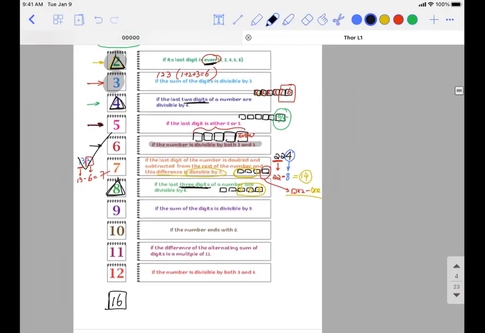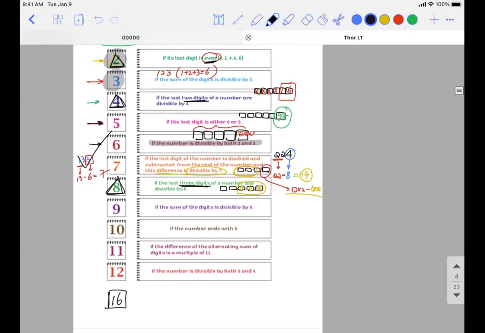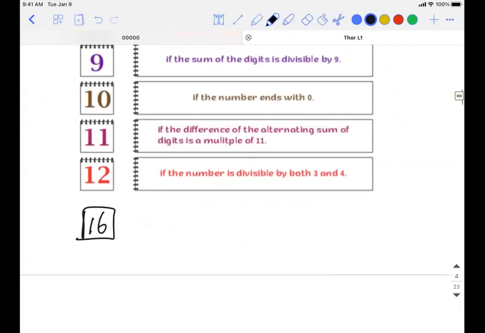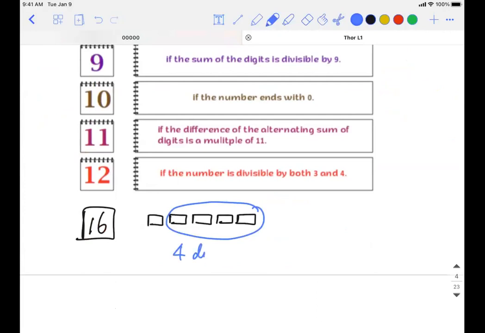I'm going to ask maybe Diana? Yeah, I just said it in the chat. Sorry, Diane. Divisible by 16, is that right? Yes. It will be the last 4 digits, right? The last 4 digits divisible by 16.